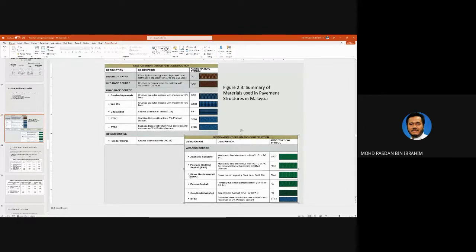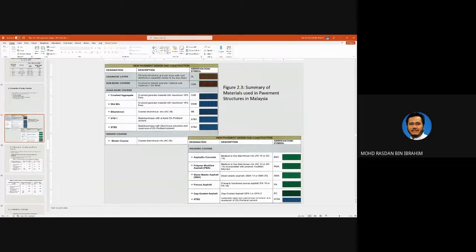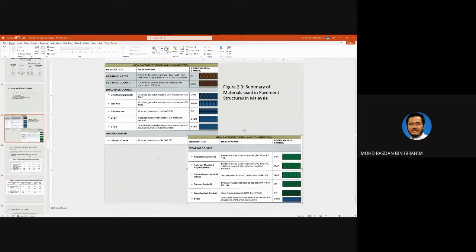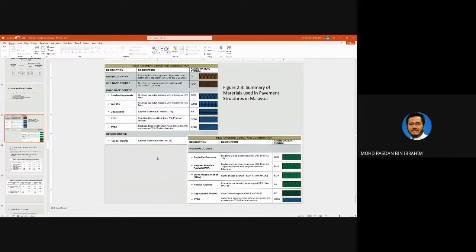But usually we use the top three here. The top three is the most common one. Porous is quite rare, but you still have it in some stretches in the highway. You can notice when it rains, there is no water, no film of water on the surface of the pavement. There is very little splash and spray. So that is porous asphalt. It's very nice to drive on when it rains, but the strength of the pavement is very difficult to achieve.